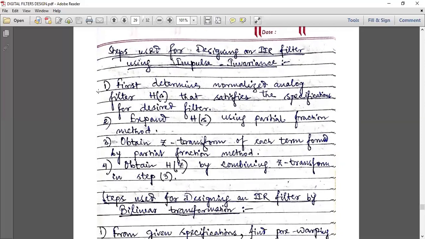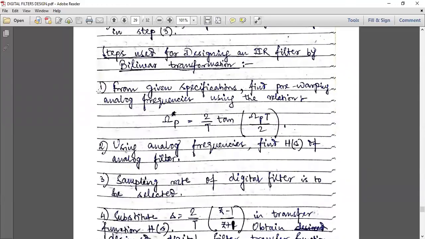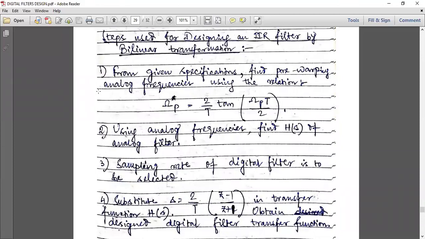Now, what are the steps for designing an IIR filter using bilinear transformation? From the given specifications, find the pre-warped analog frequencies using the relation omega_p star equal to 2 by T tan(omega_p T by 2). Star means pre-warped frequency. Using the analog frequencies, find H(s) of the analog filter. In the third step, the sampling rate of the digital filter is to be selected. And in the fourth step, substitute s equal to 2 by T into (z minus 1) by (z plus 1) in the transfer function H(s). Then obtain the designed digital filter.